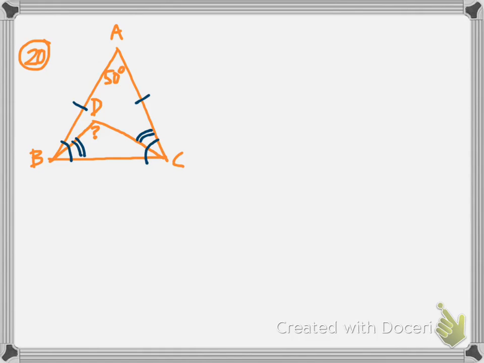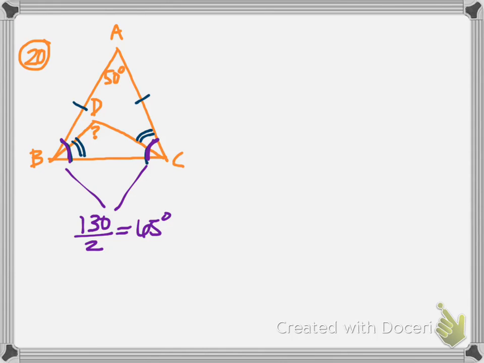So let's think about this for a sec. Okay, this one, I've got to use some logic here. So here's the deal. I've got an isosceles triangle. The vertex angle is 50, which means the two base angles are going to be congruent, of course, and they're going to add with the 50 to make 180. So together, they're going to add up to 130, which means they're each going to be 130 divided by 2, which equals 65. So this angle and this angle are 65. Now here's where some of you are going to get stuck.